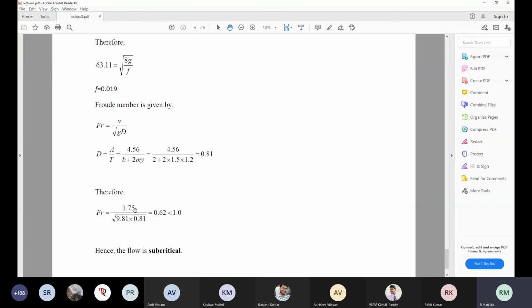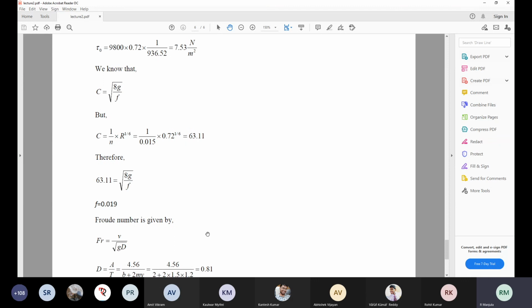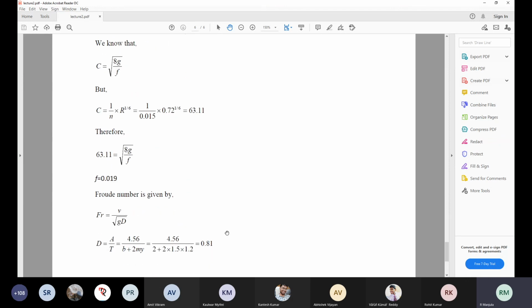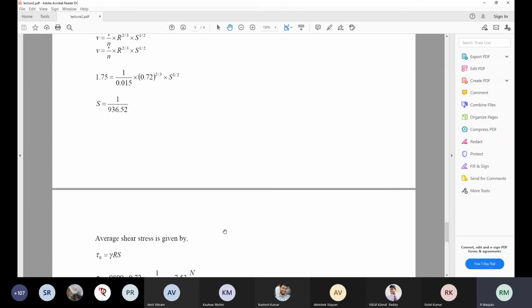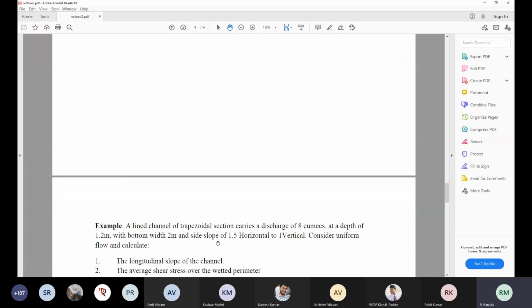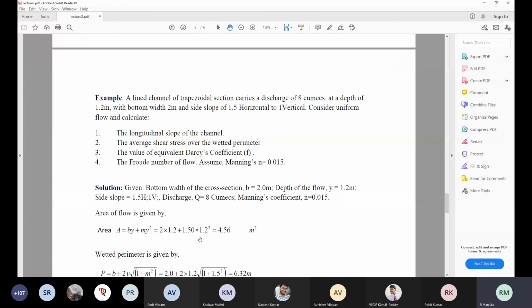So now the Froude number is 1.75, less than 1, hence it is going to be subcritical flow. Based on the value of Froude number, you can classify the flow as subcritical, supercritical or critical flow. So for this lined channel, which is trapezoidal in cross section, carrying a discharge of 8 cumecs at a depth of 1.2 meter, bottom width 2 meter, side slope 1.5, and bed slope 1 in 940, the flow is going to be subcritical. That is the conclusion from this problem.